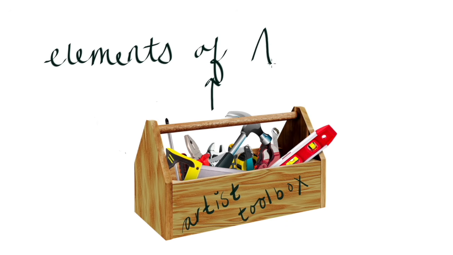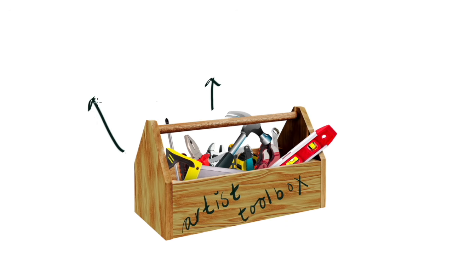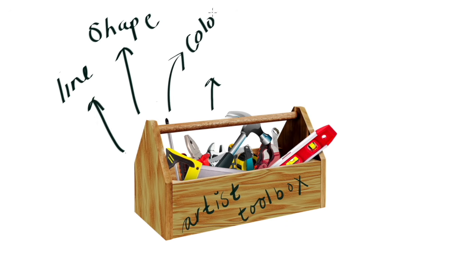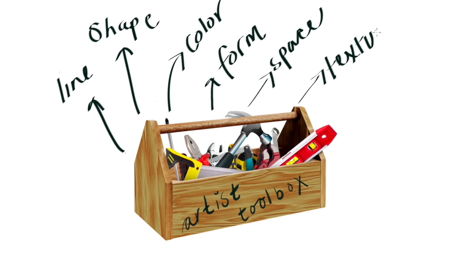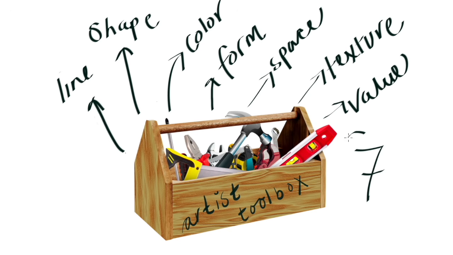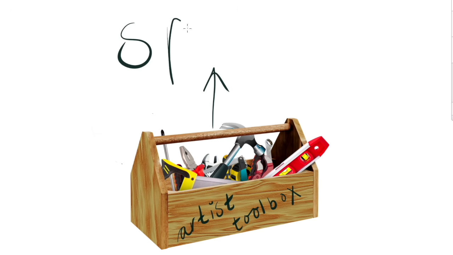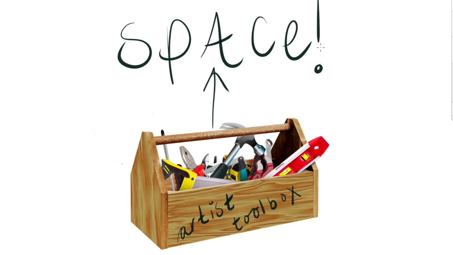Every artist has a toolbox. Inside this toolbox are the 7 elements of art. They are line, shape, color, form, space, texture, and value. This video is going to focus on the element of art, space.